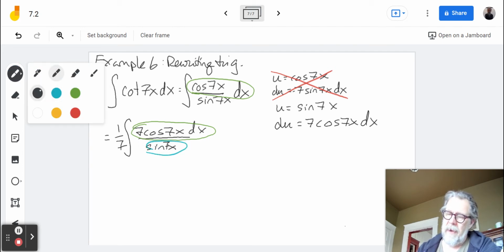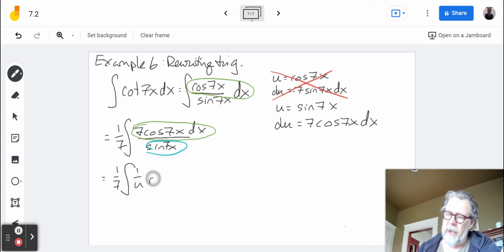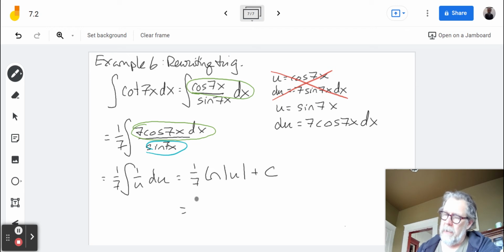which means that I now have 1/7 the integral of 1 over u du. And of course, that is 1/7 natural log of u plus a constant. Going back, plugging in my function of x, I've got 1/7 natural log of sine 7x plus a constant. And there it is. I'm done. That's the antiderivative of cotangent of 7x.